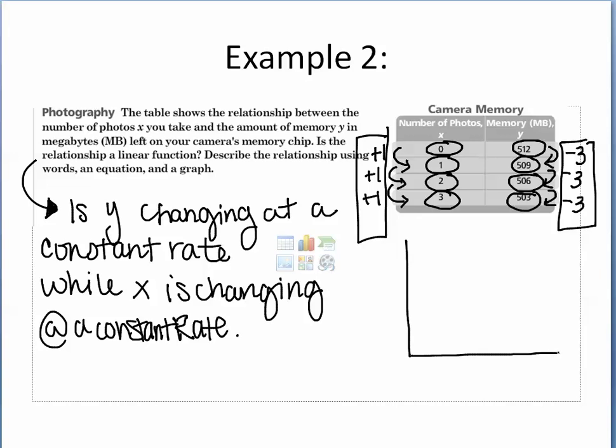So let's look at a graph. For this one, I need to get up to 512 megabytes. So I'm going to use that trick where I do a little zigzag here that says I'm skipping a lot. So then I'm going to start at 500. Let's see, I'm going to go by 2s. 502, 504, 506, 508. I might have to go a little bigger.